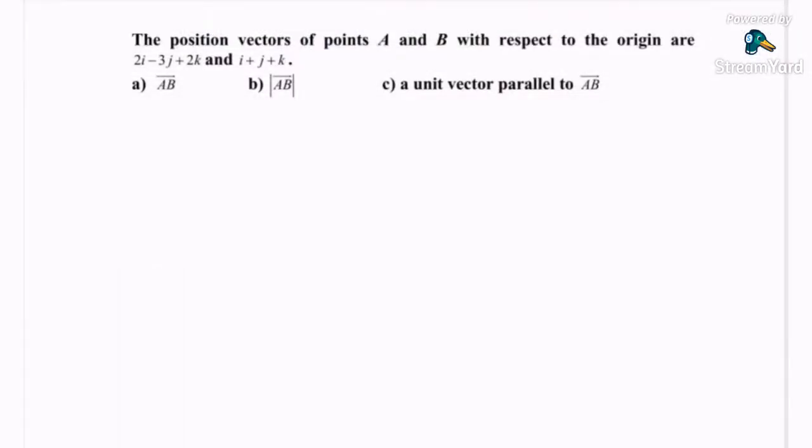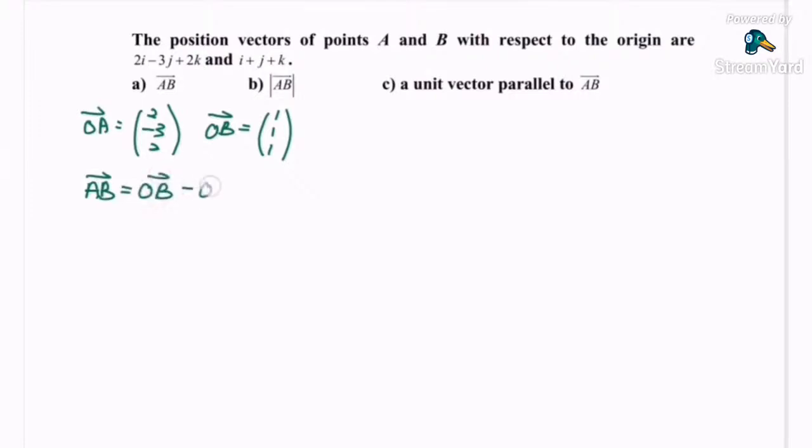The position vectors of the points A and B with respect to the origin are, where we have the position vector A equals 2, negative 3, and 2. The position vector for B equals 1, 1, and 1. A, find the vector AB. So vector AB equals OB minus OA, where we have 1, 1, and 1, minus 2, negative 3, and 2. Vector AB equals negative 1, 4, and negative 1.